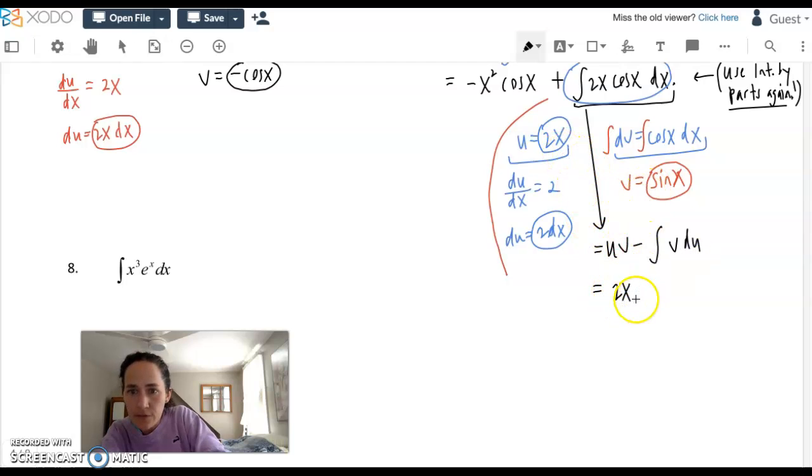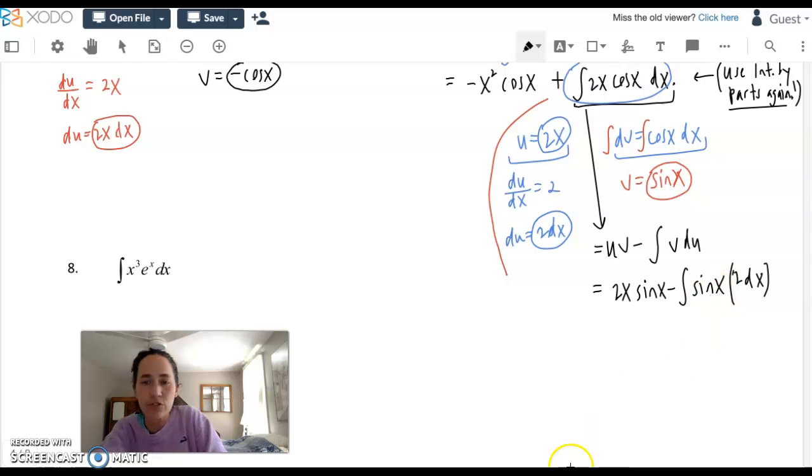Okay, so what is uv? 2x times v, sine of x, minus the integral of sine of x du, which becomes 2 dx. Not problematic, nothing we need another integration by parts for, because this is just a 2, not a 2x there, just a constant. So we leave the 2x sine of x and we integrate. I'll just leave the constant 2 in the solution. The integral of sine, a function that has a derivative of sine, is going to be negative cosine of x.